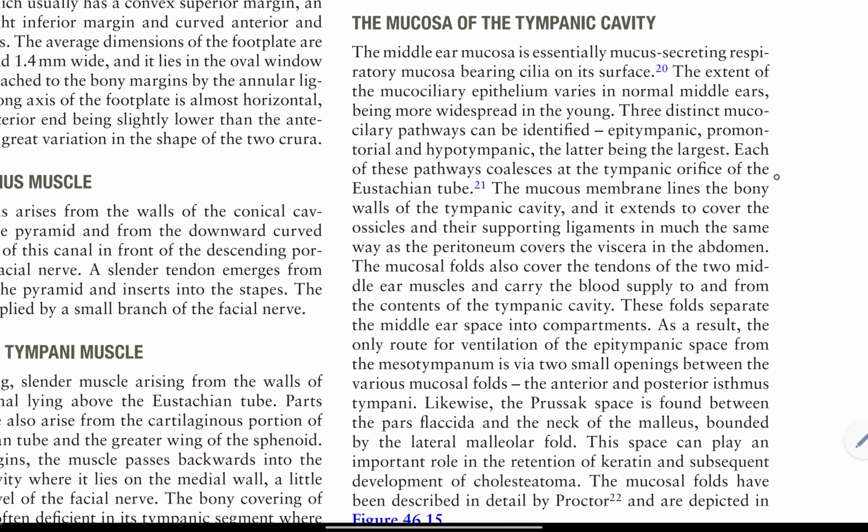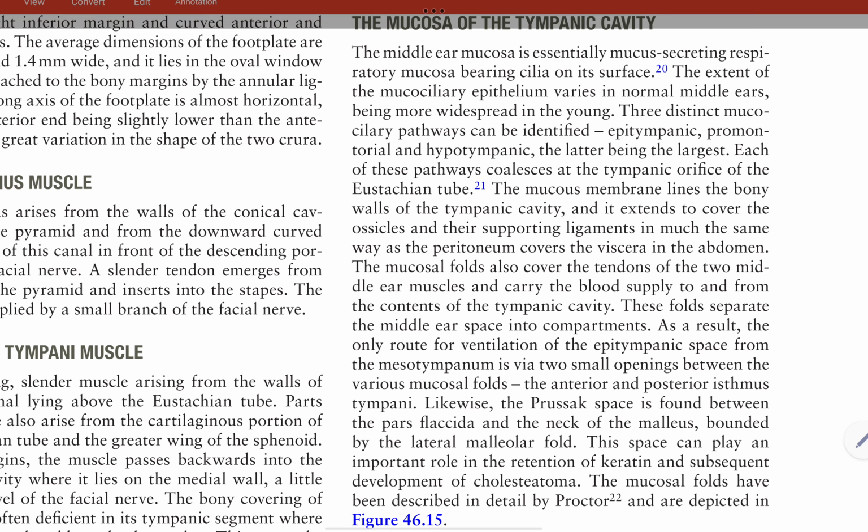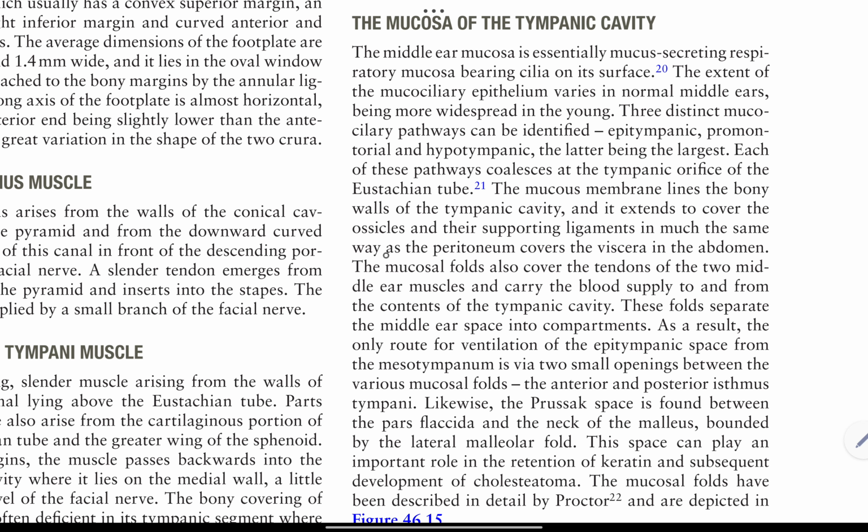The mucous membrane lines the bony walls of the tympanic cavity and extends to cover the ossicles and their supporting ligaments in much the same way as the peritoneum covers the viscera in the abdomen. The mucosal folds also cover the tendons of the two middle ear muscles and carry the blood supply to and from the contents of the tympanic cavity. These folds separate the middle ear space into compartments.